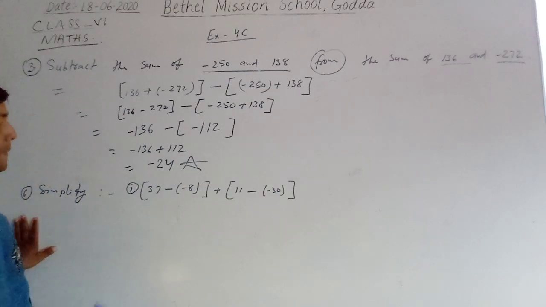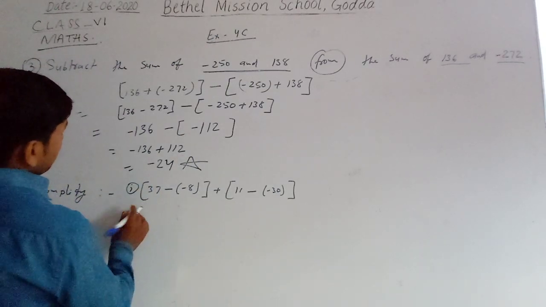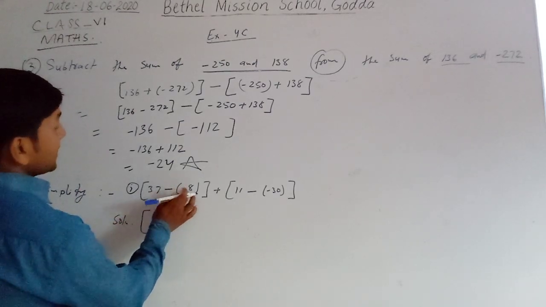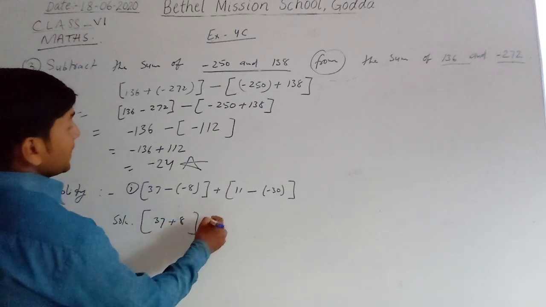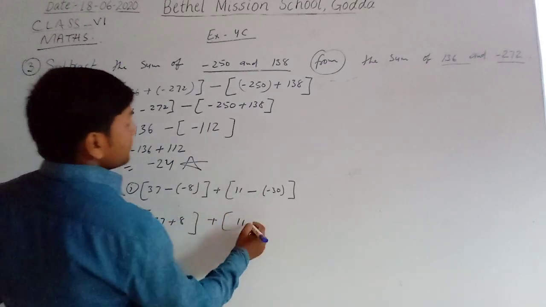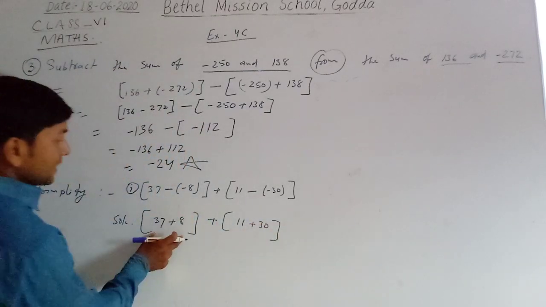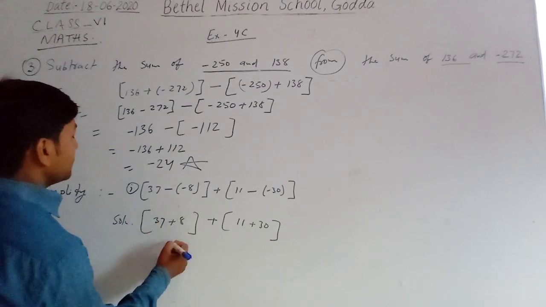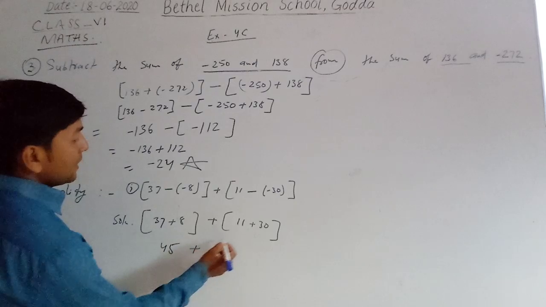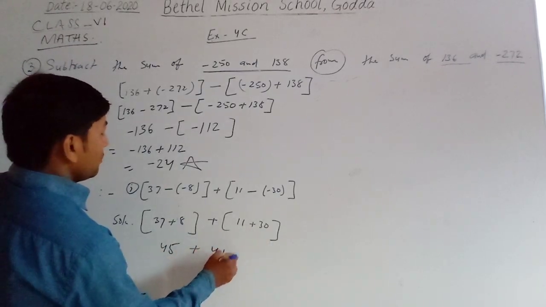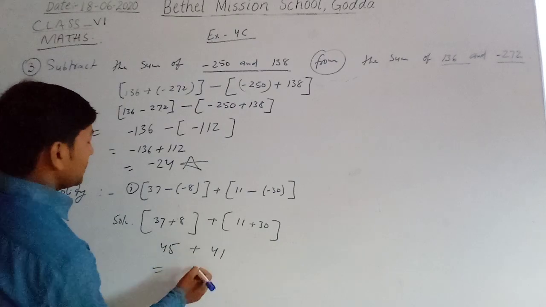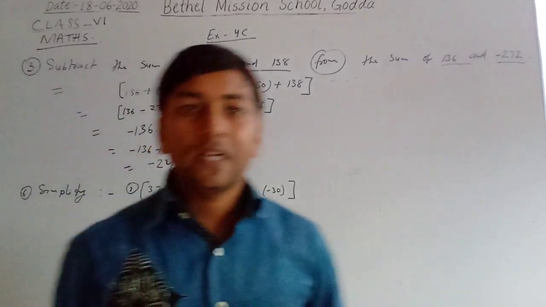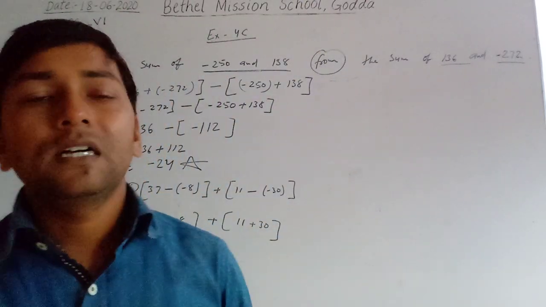Now number 6, simplify. It is also very simple. Start the solution. Minus 37 minus plus. Okay, now 11 minus plus 30. Do that. This is positive. Minus that is a plus symbol, and it becomes 45, and plus it becomes 41. Now you can add 5, 1, 6, 4, 4, 8. 86 is the answer. Okay. Now you can solve the rest of the questions.